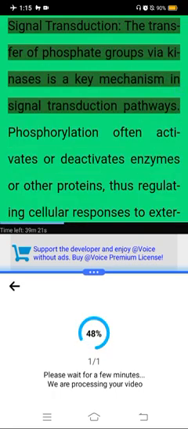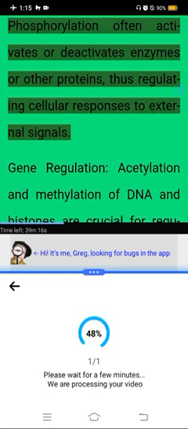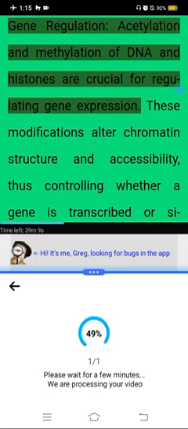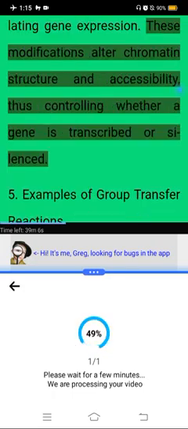Signal transduction. The transfer of phosphate groups via kinases is a key mechanism in signal transduction pathways. Phosphorylation often activates or deactivates enzymes or other proteins, thus regulating cellular responses to external signals. Gene regulation. Acetylation and methylation of DNA and histones are crucial for regulating gene expression. These modifications alter chromatin structure and accessibility, thus controlling whether a gene is transcribed or silenced.